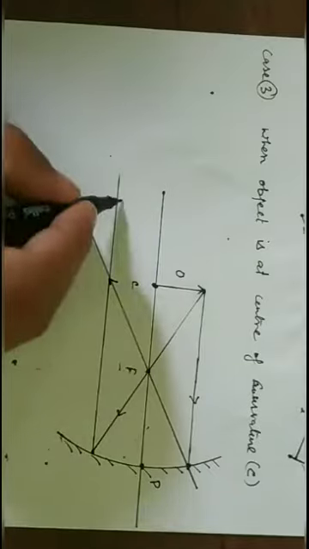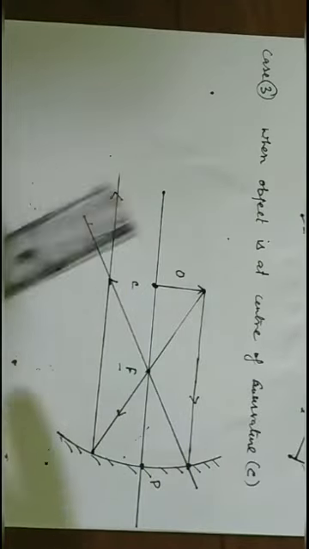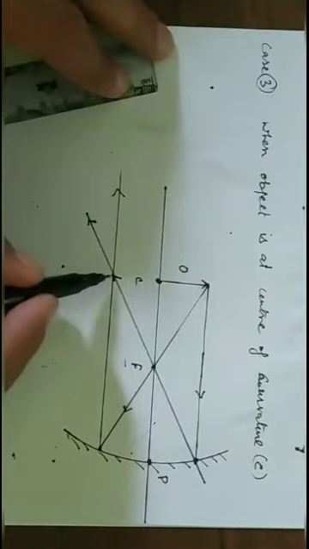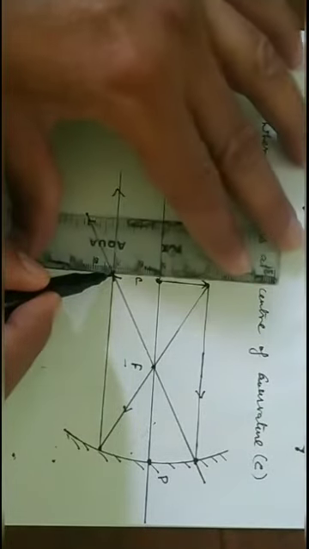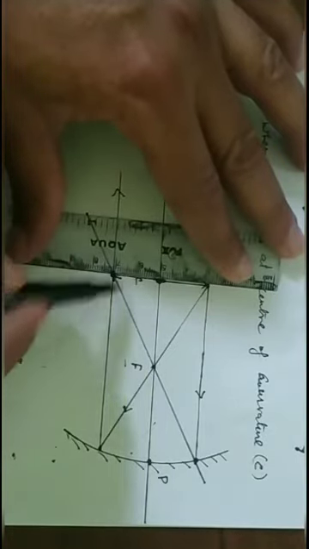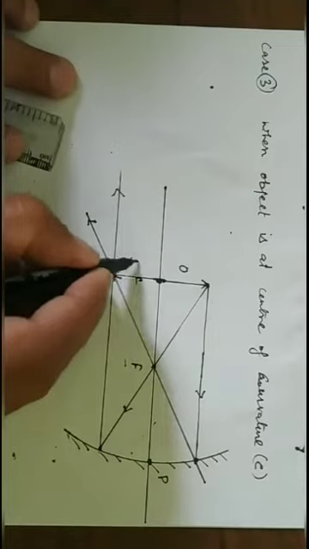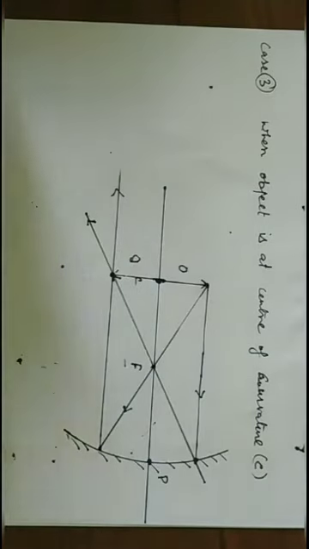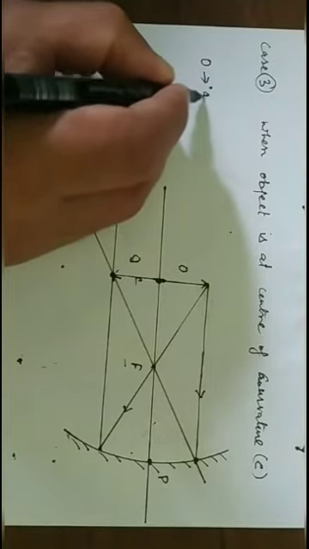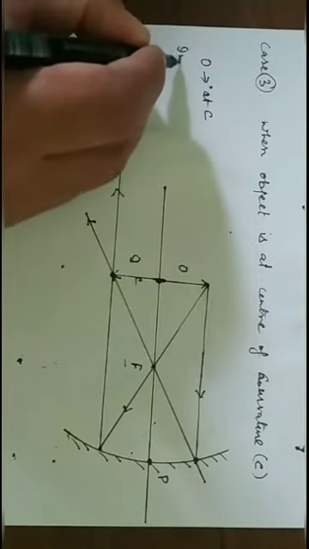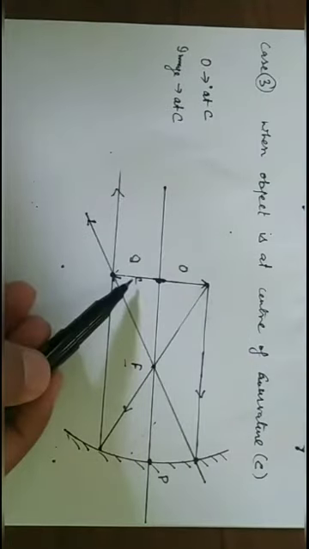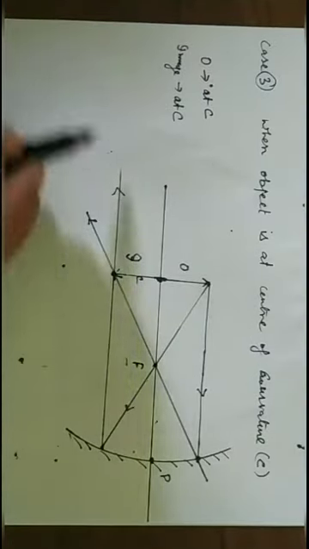So this is your reflected ray, and the image is where the two reflected rays meet. They are meeting at this point. If you draw a vertical line from here, you see it passes through the center. So this is my image. So here you can see that when your object is at the center, your image is also at the center.